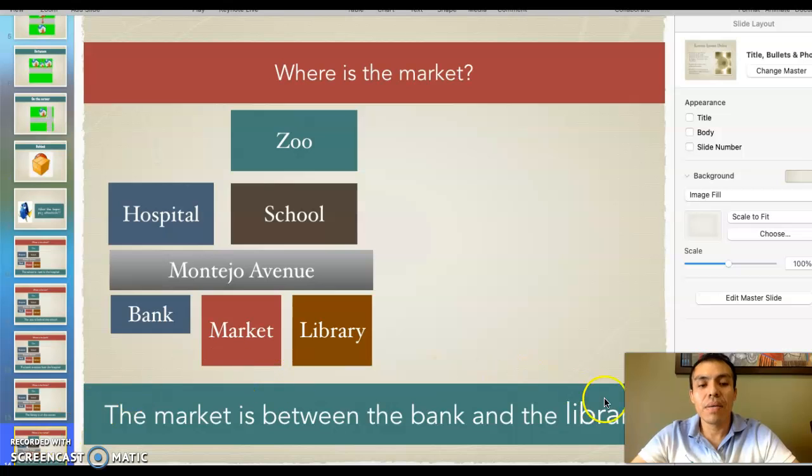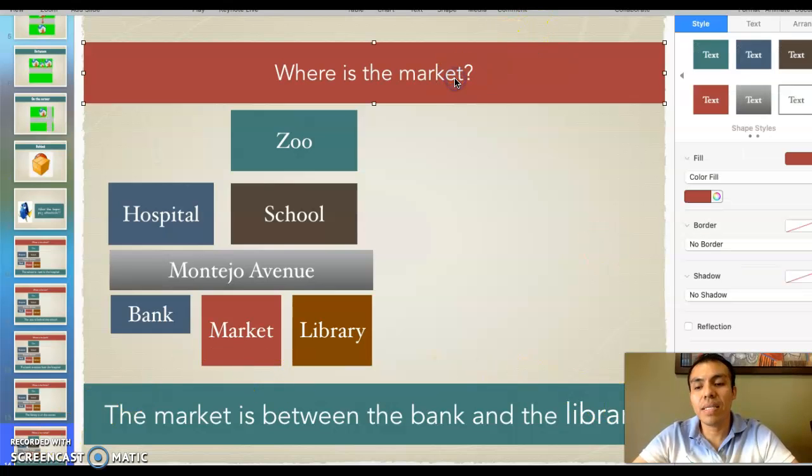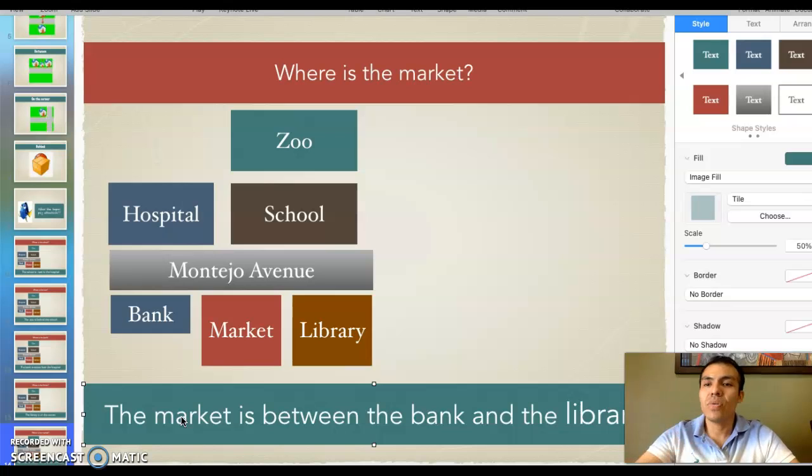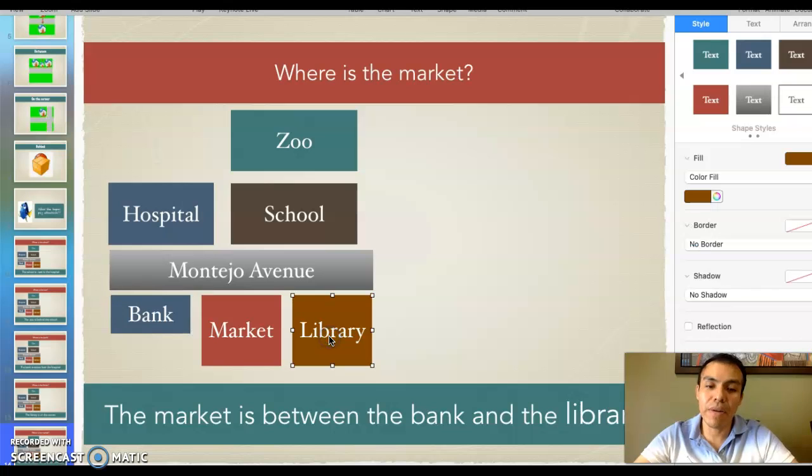And finally, where is the market? Oh, that's very difficult. Market. 2 places, bank and library. Observe the map. Number 1, the market. Number 2 is. Number 3, preposition, in this case between. And finally, number 4, the place or places. In this case, the place is the bank and the library. The market is between the bank and the library. Okay?